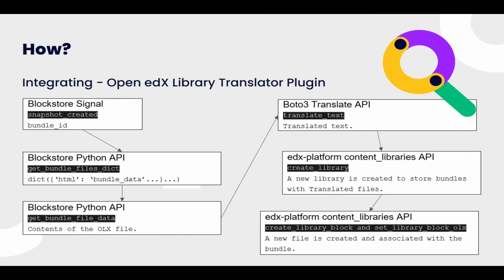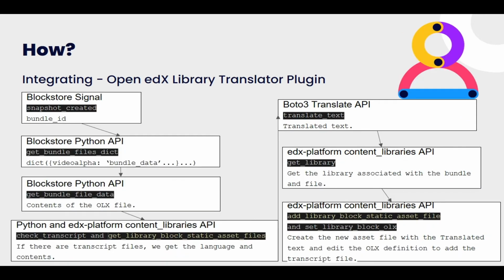That's how it works for HTML blocks. And this is how it works for video blocks. It's the same. We take the snapshot created signal, and then with the Blockstore API, we get its contents. We read the transcript files that are associated with the video, and we take the SRT files and send them to the Amazon Translate API, and again, when we get the response, we create a new library with the same video, but we edit these contents and we put in the translated transcript.